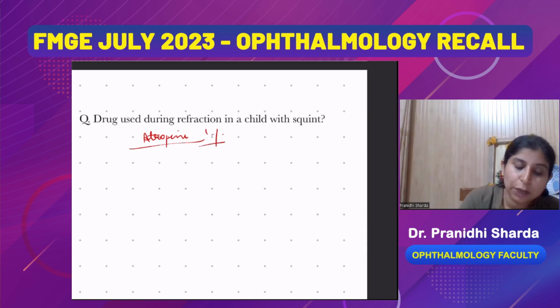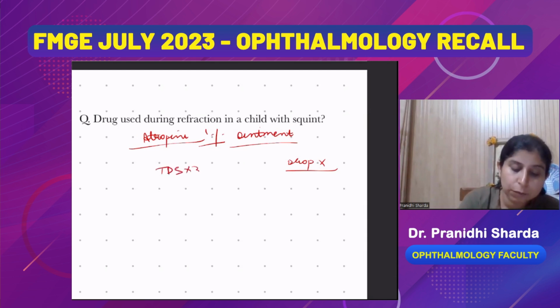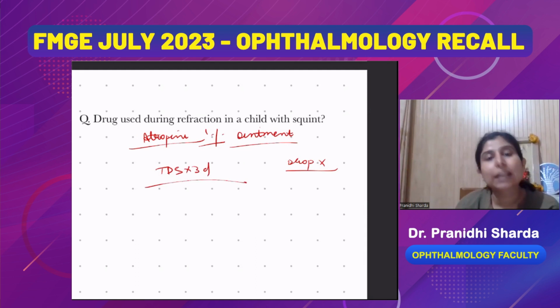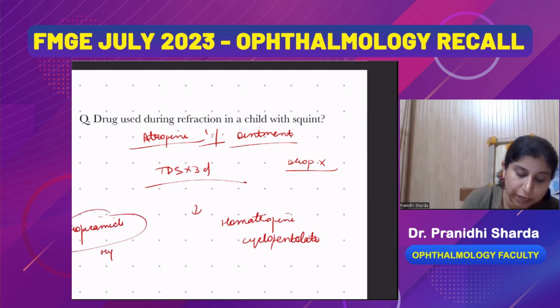And one thing about atropine which you always study is that it is used in the ointment form and not in the drop form. Otherwise, it will be absorbed from the nasolacrimal duct and can give systemic side effects. So atropine ointment is used TDS for 3 days, and the effects last for 25 days. The one used in adults is only a mydriatic and not a cycloplegic.